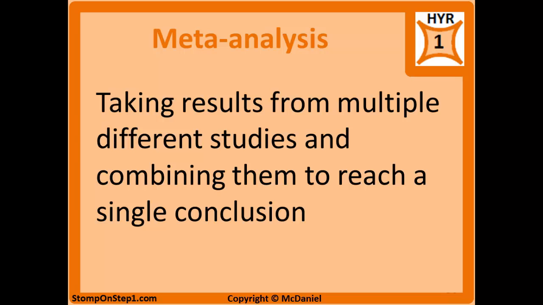A meta-analysis is really only as good as the data you're entering into it. So it's only as good as the studies that you're including in this meta-analysis. If you've got a bunch of individual studies that all have bias, the conclusion you make for the meta-analysis can also have a lot of bias.